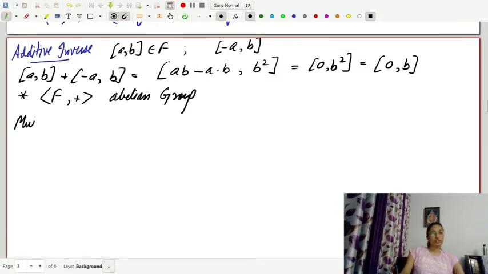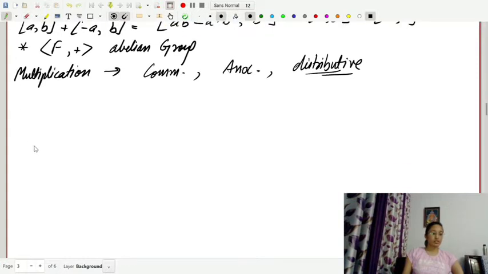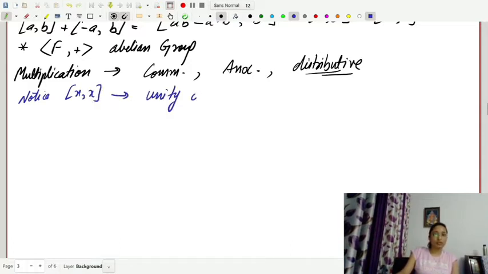Now let's look at the multiplication case, where we have to show that it is a field. Commutativity can be easily shown, associativity can be easily shown, and distributivity over addition is also very easy. Now we will basically check its unity and multiplicative inverse. Notice (x, x) is the unity of F.